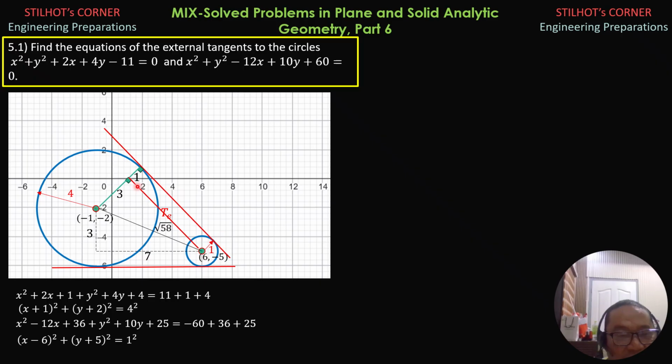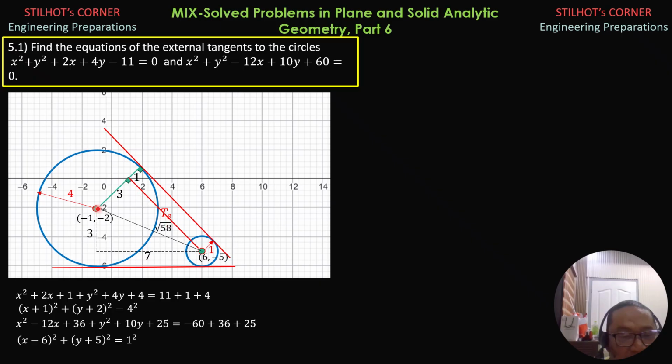Since this is 1, that's also 1, and the radius is 4 here, so that's why this is 3. So the length of the tangent segment, T sub E, is the square root of 58 squared minus 3 squared, 9. So 58 minus 9 is 49. Square root of that is 7. So the length of this is also 7.